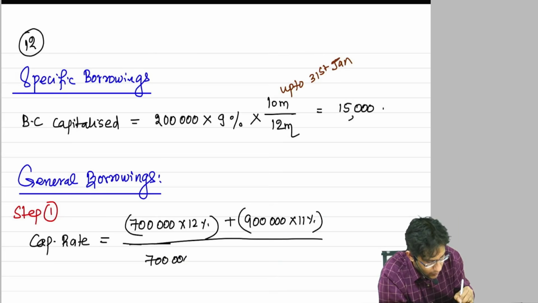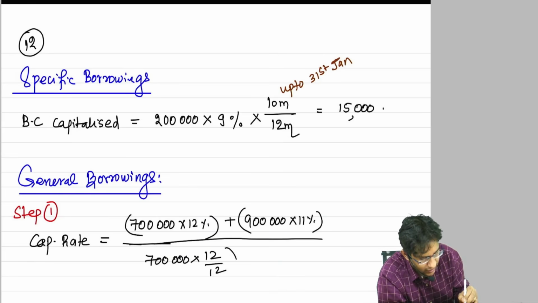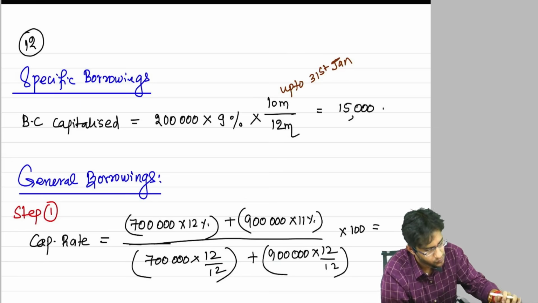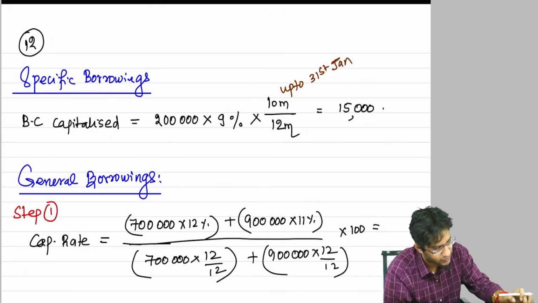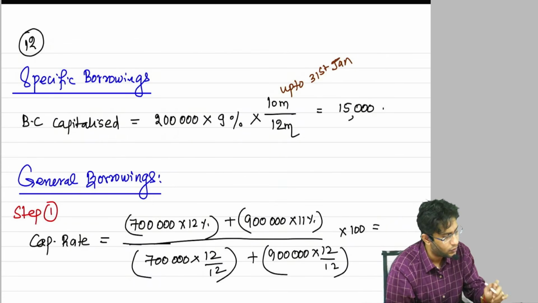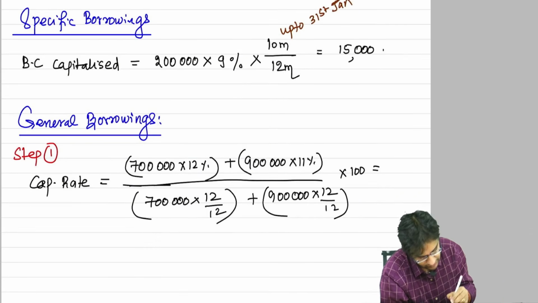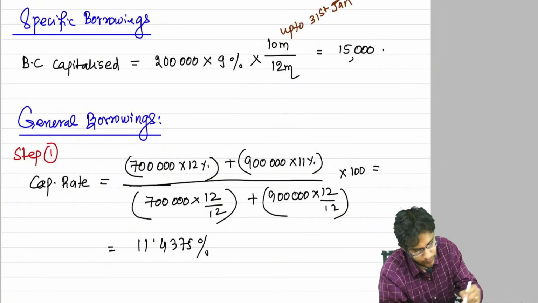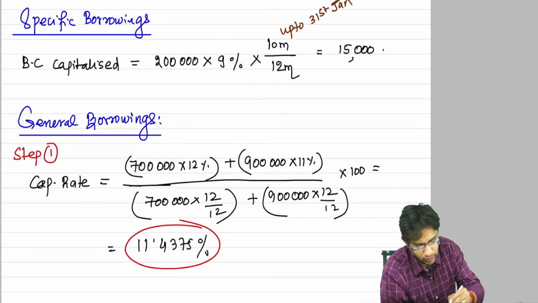Divided by 7 lakhs is outstanding for full year. 9 lakhs is also outstanding for full year. Into 100. 84 plus 99, divided by 16 lakhs. 11.4375%. This is your interest.